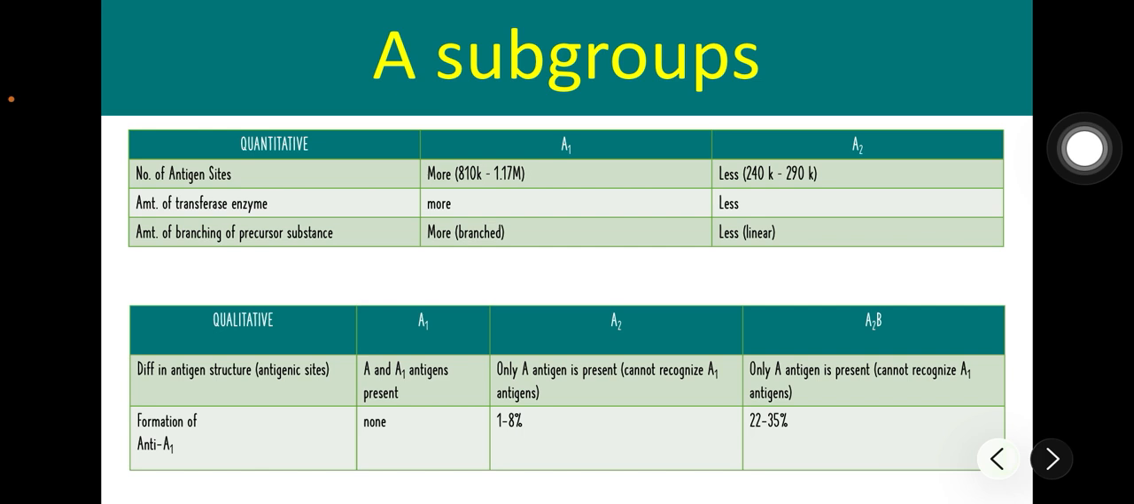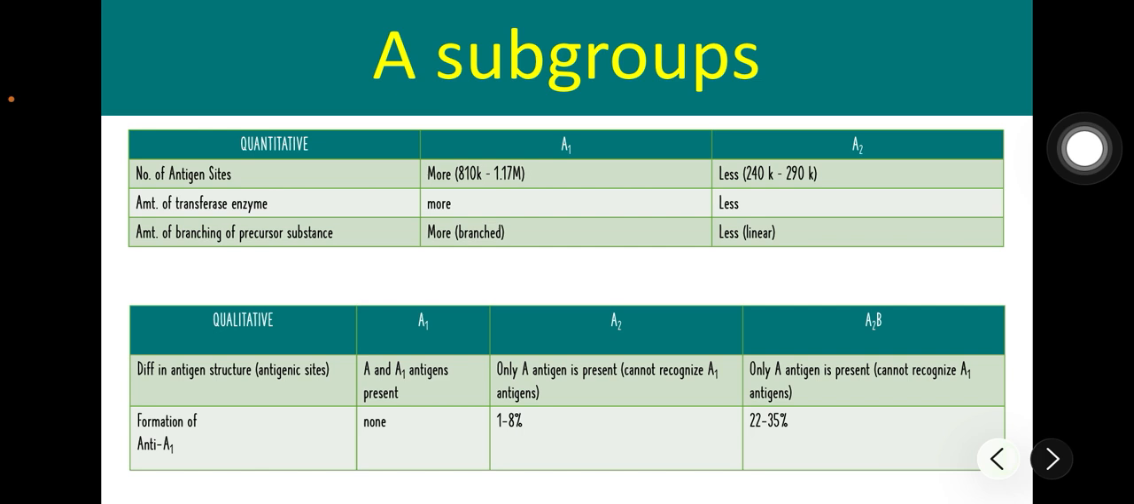So because the A2 phenotype is qualitatively different, between 1 to 8% of A2 individuals and up to 35% of A2B individuals will produce an antibody called anti-A1, as I have mentioned previously. While often a harmless cold reacting antibody, it can cause confusing results, the so-called discrepancies, during routine blood typing.